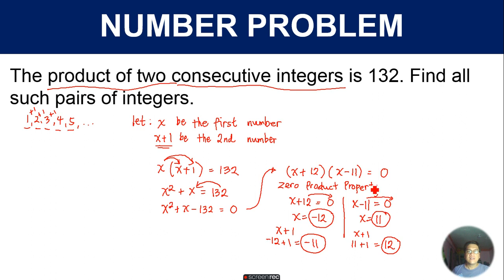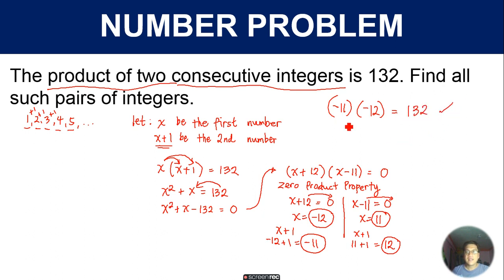Now, let's check. Since the problem tells us the product of two consecutive integers, are they consecutive? Yes, because next to negative 11 is negative 12, and next to 11 is 12. So, they are consecutive. Now, let's check if their product is indeed 132. Negative 11 times negative 12, negative times negative is positive, right? So, negative 11 times negative 12 is positive, of course. And then, 11 times 12 is 132.